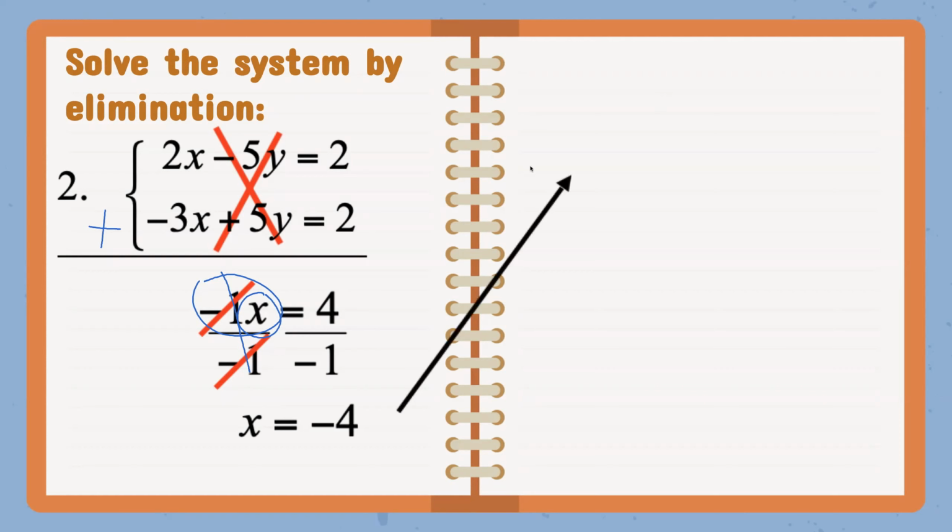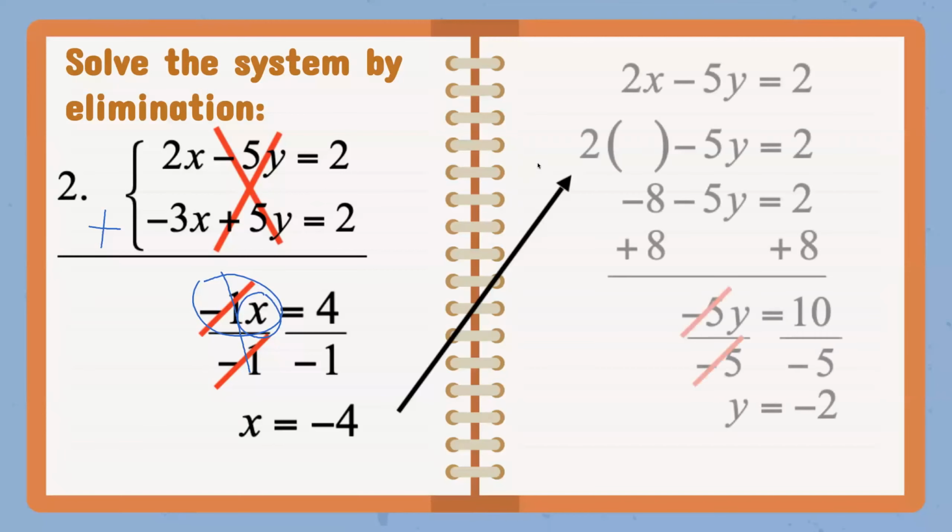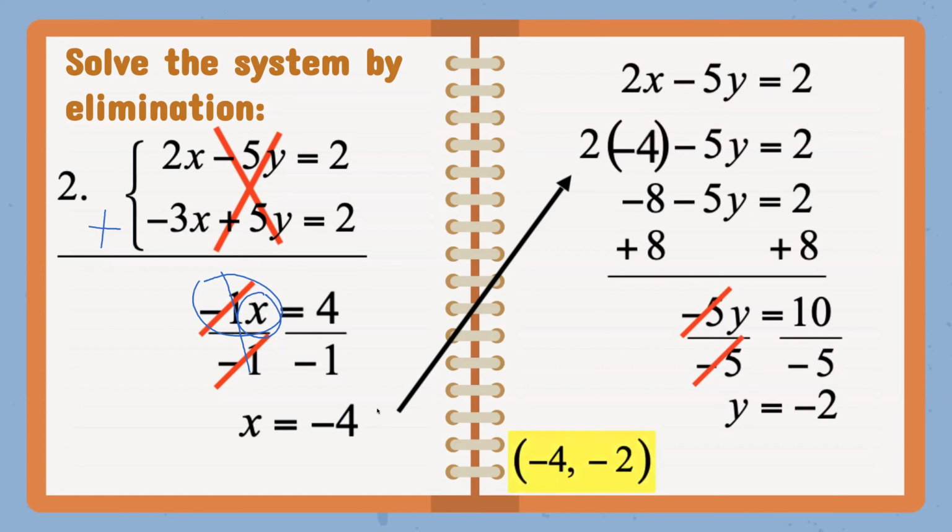It does not matter which equation you choose. Pick the one that is more efficient to use. So it looks like I chose the first one. I have a blank here, right? Because x is equal to -4, which I got down here. Once I plug that in, 2 times -4 is -8. The rest stays the same. It looks like I then added 8 to both sides to get the variable y by itself.